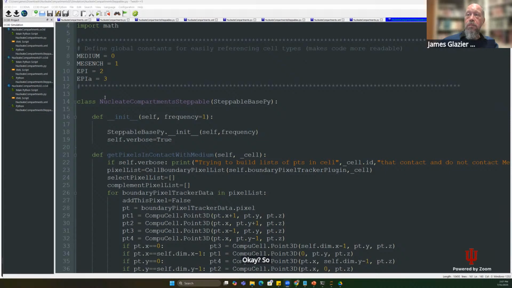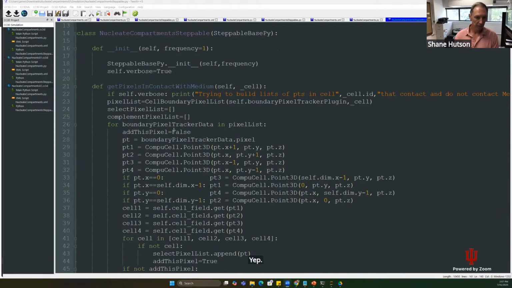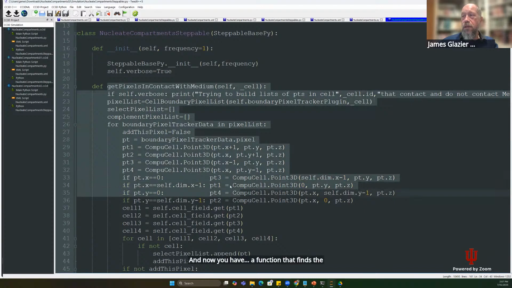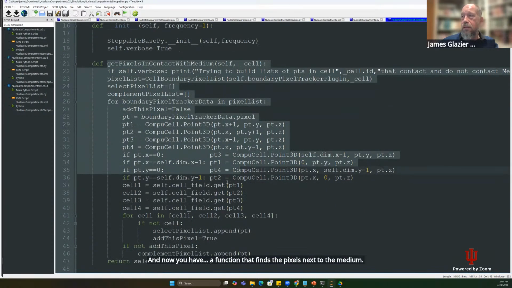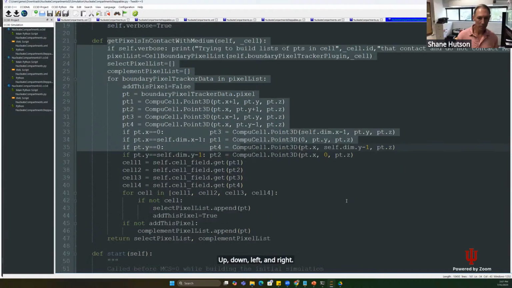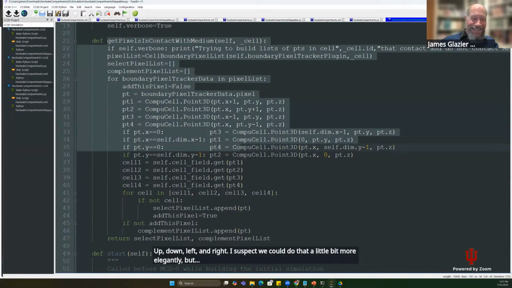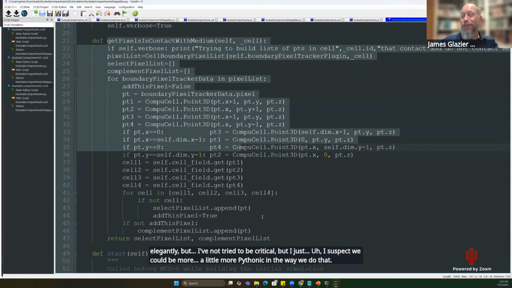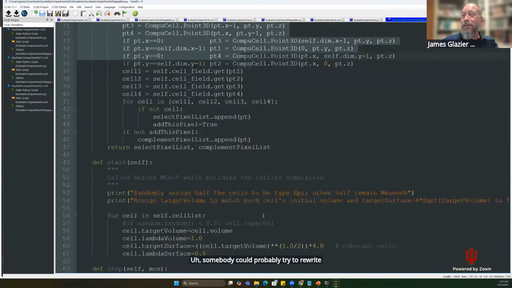So you've defined a cell type epi and epi-A here. And now you have a function that finds the pixels next to the medium, which is actually walking through by hand and looking at each pixel up, down, left, and right. I suspect we could do that a little bit more elegantly. I'm not trying to be critical, but I suspect we could be a little more Pythonic in the way we do that. Somebody could probably try to rewrite that if they're interested. Okay.